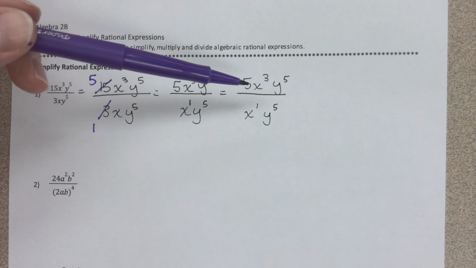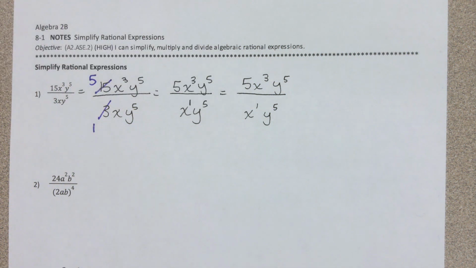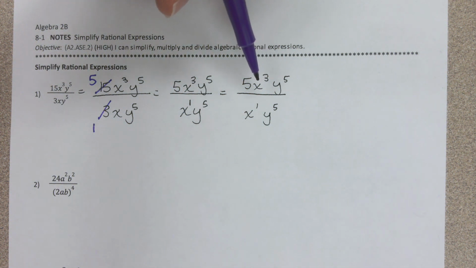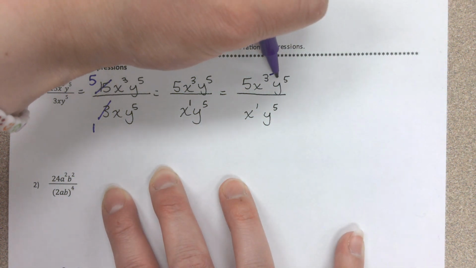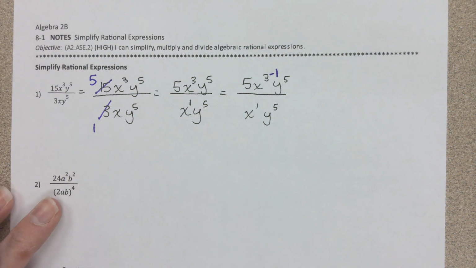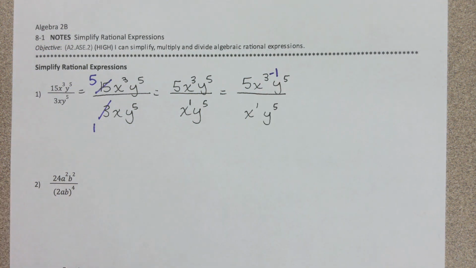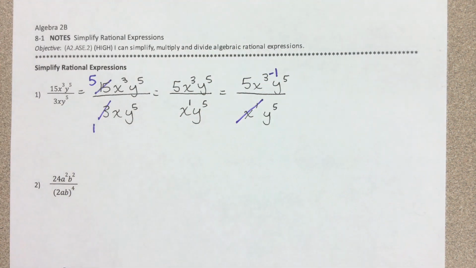So the x's, we have x cubed and x to the 1st. We're going to subtract the exponents. The rule for this is you subtract where the larger number is. So the larger number 3 is on top, so I'll subtract up here. So I'm going to do 3 minus 1. And since I'm accounting for that up here, I can completely get rid of that bottom term now. It's gone.